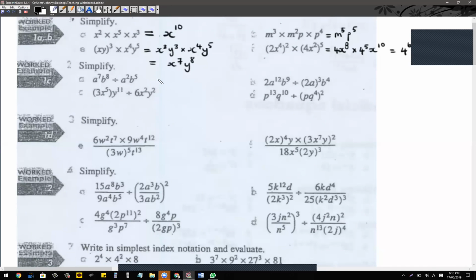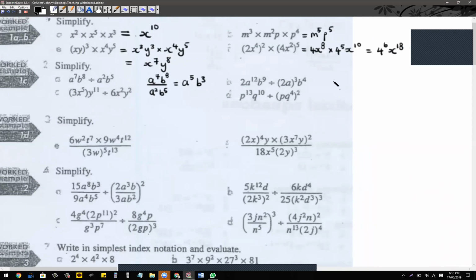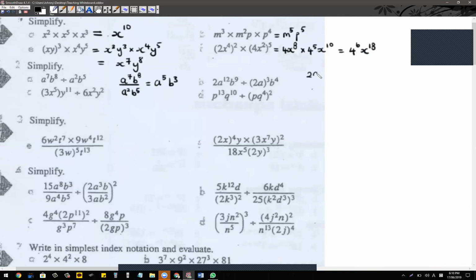Now, if it comes to division, you can write it as a to the power of 7, b to the power of 8, over, because it's divided, a2, b5, and just need to subtract them. So you get a5 and b3. Let's move on to b here. So at the moment it's pretty easy, but it gets harder. Just wait for it.